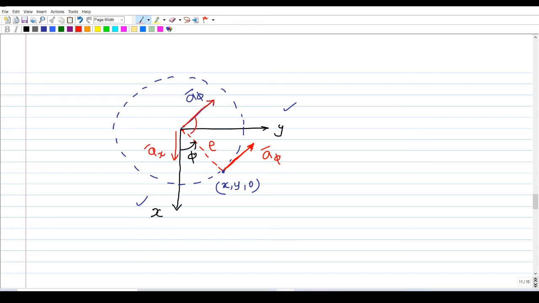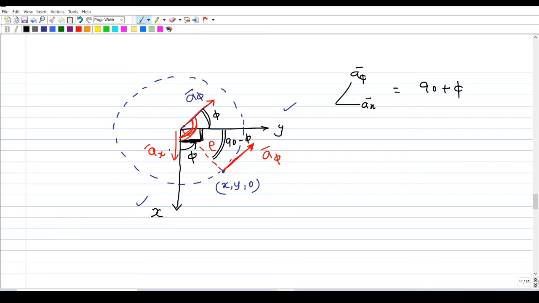So what is the angle between a phi and ax? This is the angle that we need, this total angle. So let us do it step by step. This angle is phi, so this one will be 90 minus phi, so this will be again phi. So what is the total angle between AX and A phi? It is 90 plus this angle phi. So angle between AX and A phi will be 90 plus phi.